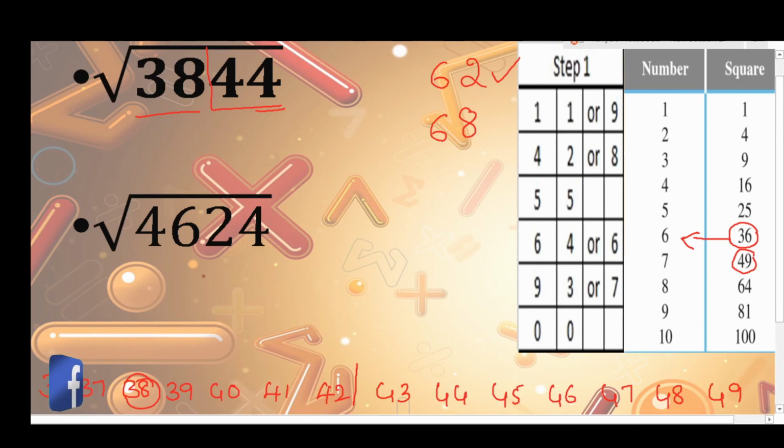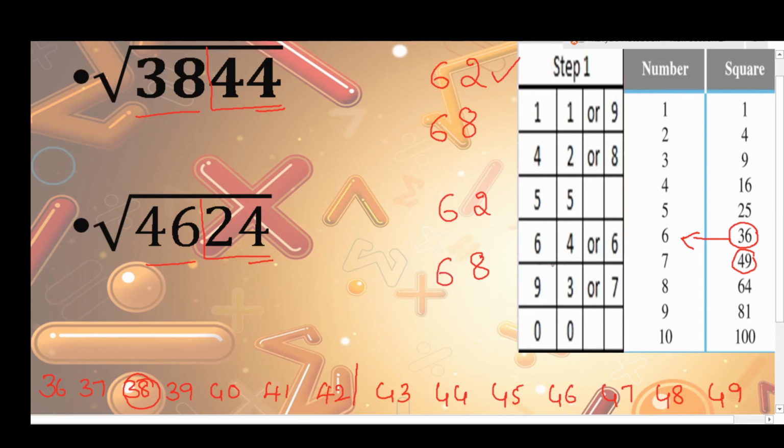So next see, for 4624. Again, I have a 4. So my answer would be of 2 or 8 at its units place. So let me discard the last 2 digits. I'm left out with 46. So 46 lies between 36 and 49. Therefore, my answer would be 62 or it might be of 68.